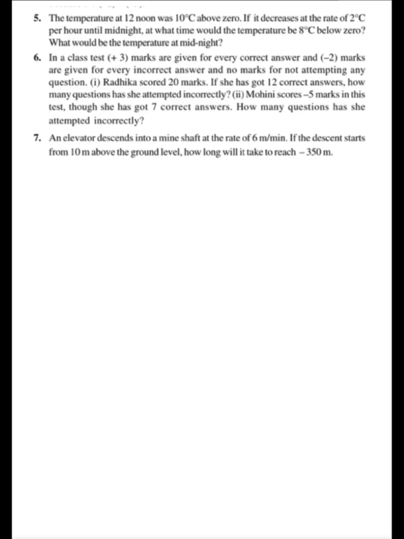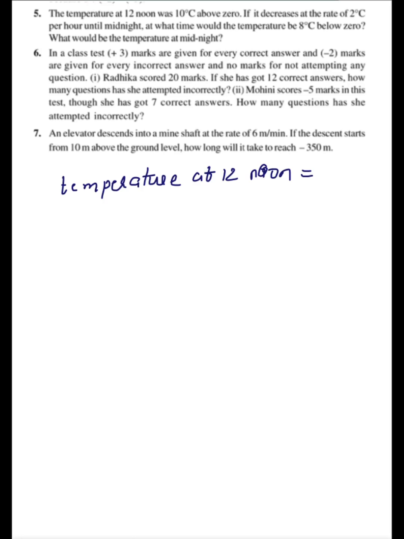Okay, so here some information is given. So, let's find it first. Temperature at 12 noon was 10 degrees Celsius above zero. What is the temperature at 12 noon? At 12 noon, the temperature is 10 degrees Celsius. Above zero means plus 10 degrees Celsius.